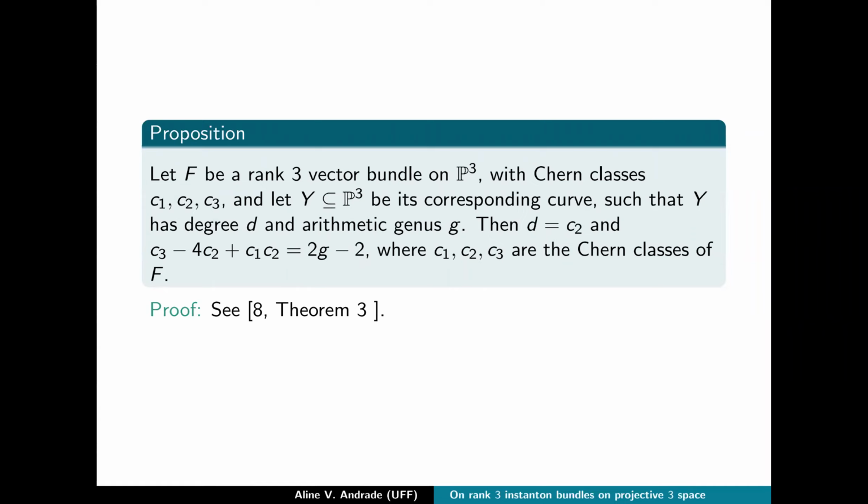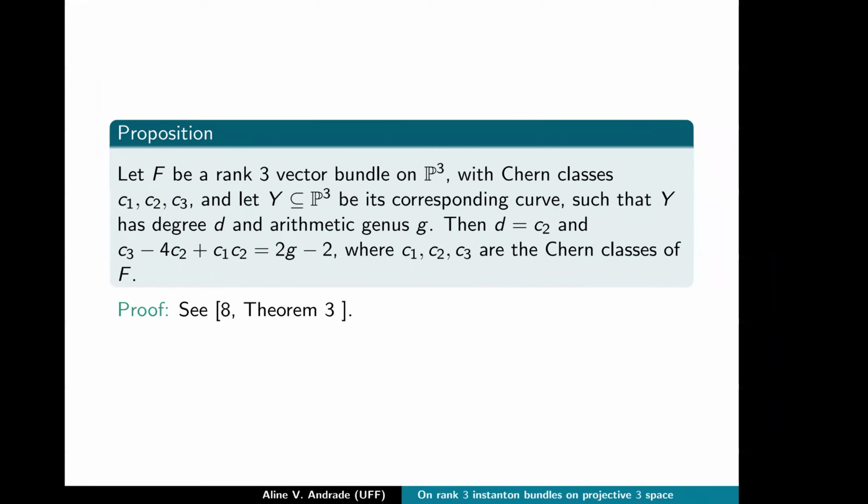So let F be a rank 3 vector bundle in P3 with Chern classes C1, C2, and C3, and let Y be its corresponding curve given by the Hartshorne-Serre correspondence, such that Y has degree D and arithmetic genus G. So the degree of the curve is given by the second Chern class of the bundle, and the genus is associated with this number, which depends on the Chern classes of our bundle.